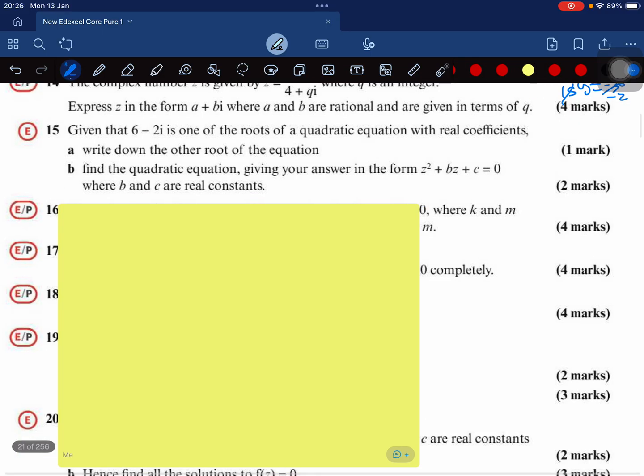6 minus 2i is one of the roots of a quadratic equation with real coefficients. Real coefficients are explaining that, like the conjugate root theorem, if it has 6 minus 2i as a solution, then without solving it, we know that 6 plus 2i is also one of the roots. So that's why it says write down. So find the quadratic equation.